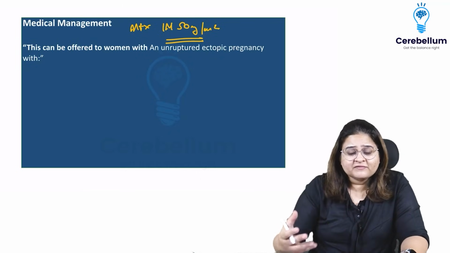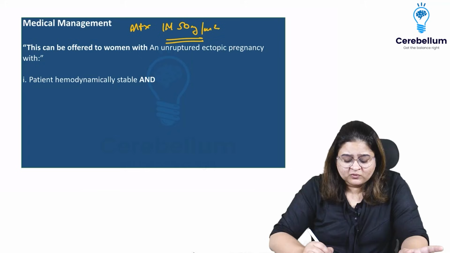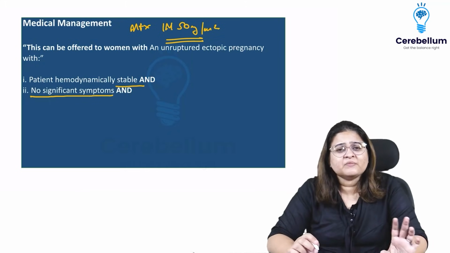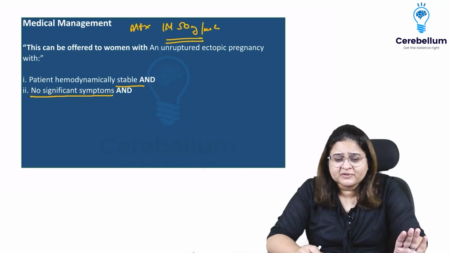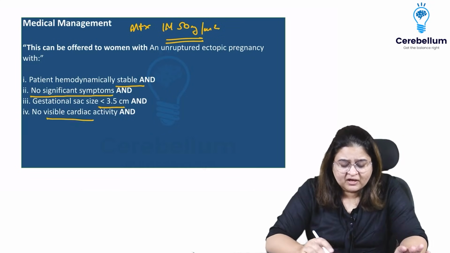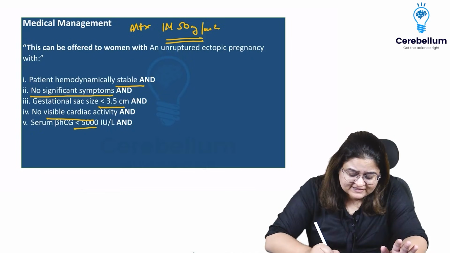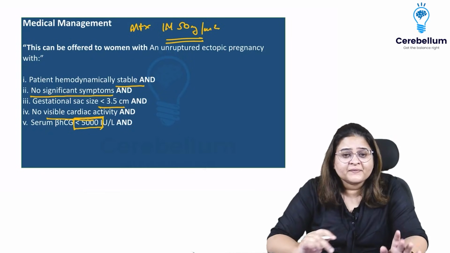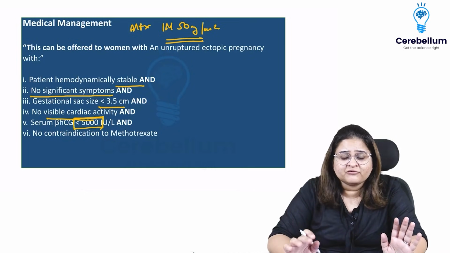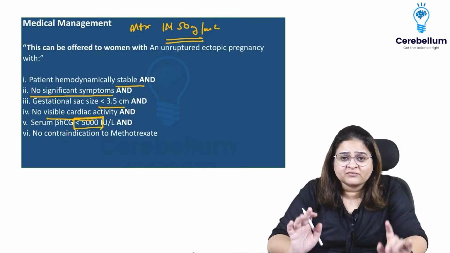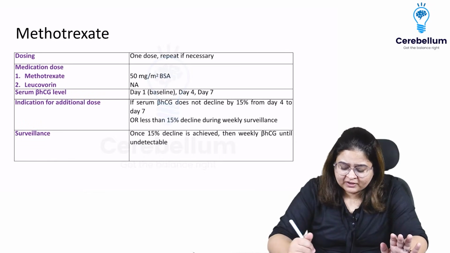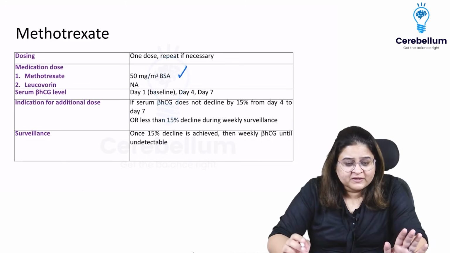But who do we give this management to? We give it to women who are stable, okay? Women who have no significant symptoms. Maybe mild pain is there, but no significant symptoms. And the sac size is less than 3.5, and there is no visible heartbeat, and the beta-hCG here is less than 5,000. Okay. And she has no contraindications to methotrexate, and she's willing for follow-up. In such a patient, you can give methotrexate 50 milligram per meter square intramuscular.